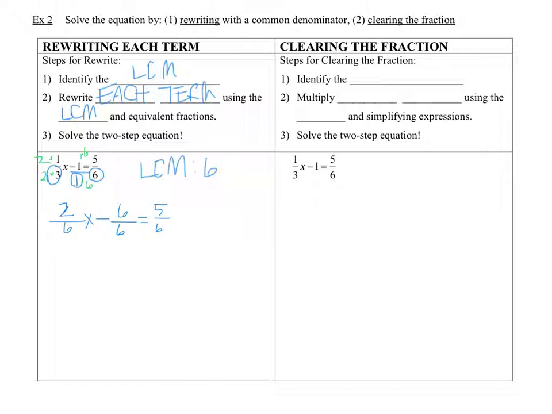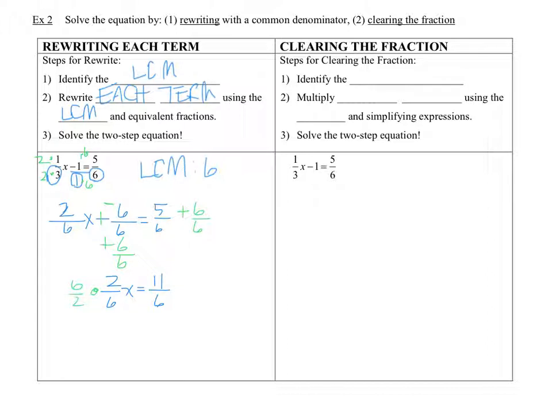From here, it's solving a two-step equation, so the toughest part is done. You may want to rewrite with a negative 6/6, and then to eliminate that fraction, we would add 6/6 to both sides. The only term we're left with on the left-hand side is 2/6x, and that's equal to 5/6 plus 6/6 is 11/6. Last but not least, we need to multiply by the reciprocal to eliminate that fractional coefficient.